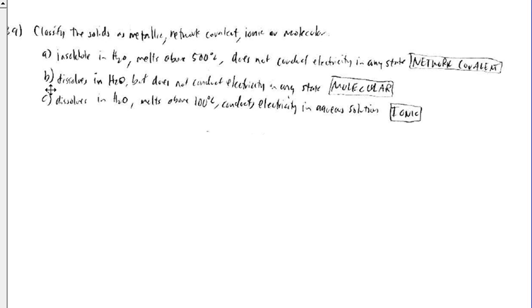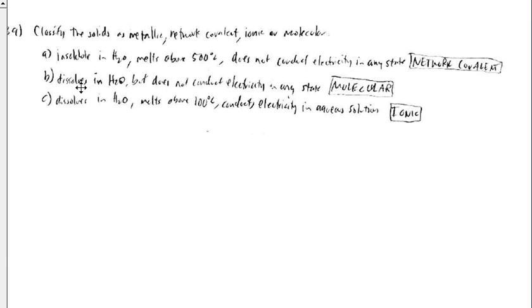In problem 39, you're asked to classify solids with given properties as either metallic, network covalent, ionic, or molecular. So you're told in part A that the substance is insoluble in water, melts above 500 degrees Celsius, does not conduct electricity in any state whatsoever. Those three things should lead you to the conclusion that it is a network covalent solid.